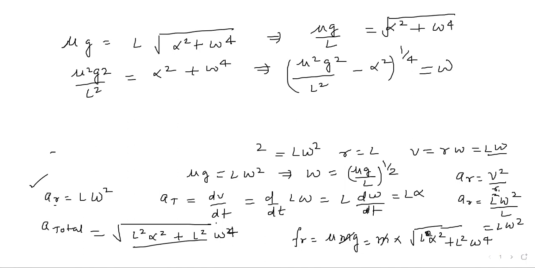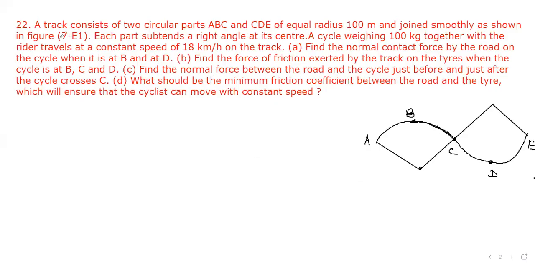Now let's go to the next question. The next question says, a track consists of two circular parts, A, B, C and then C, D, E, of equal radius 100 meter and joined smoothly as shown in the figure. Each part subtends a right angle at its center. So this angle is 90 degrees and this angle will also be 90 degrees.